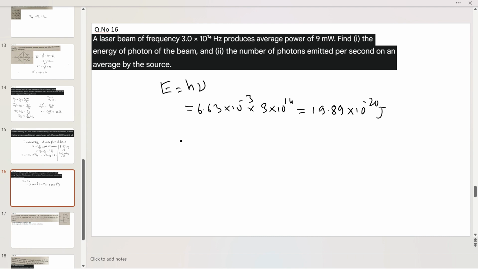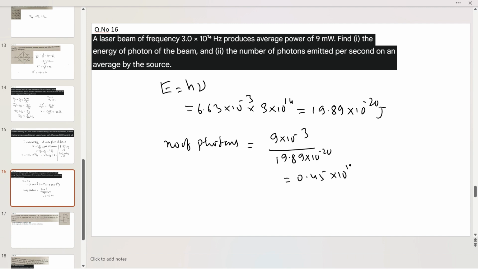So here the number of photons will be, for this much energy, 9 into 10 to the power of minus 3 divided by 19.89 into 10 to the power of minus 20. So this comes out to be 0.45 into 10 to the power of 17. So this will be 4.5 into 10 to the power of 16 photons. This is the number of photons.